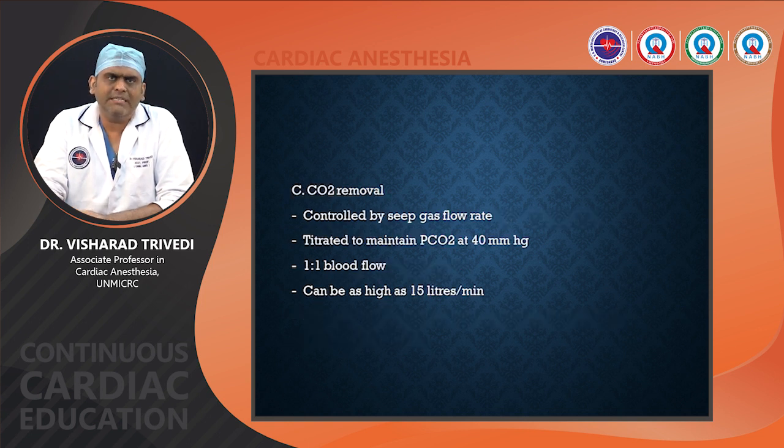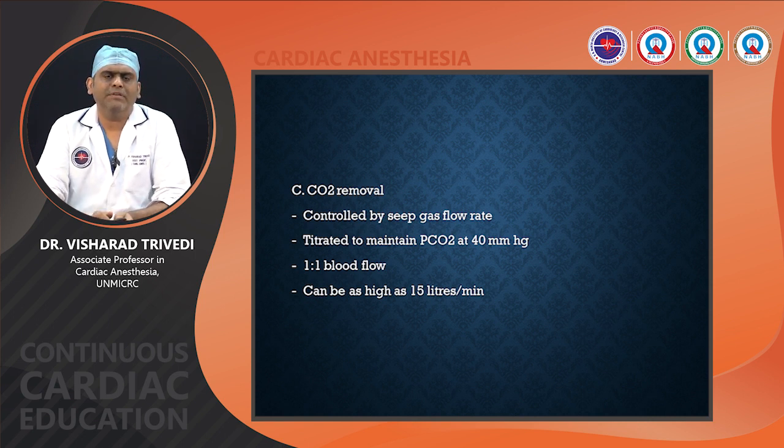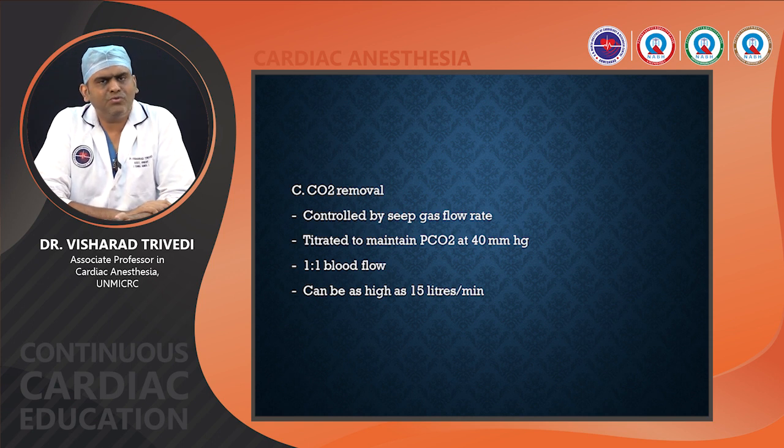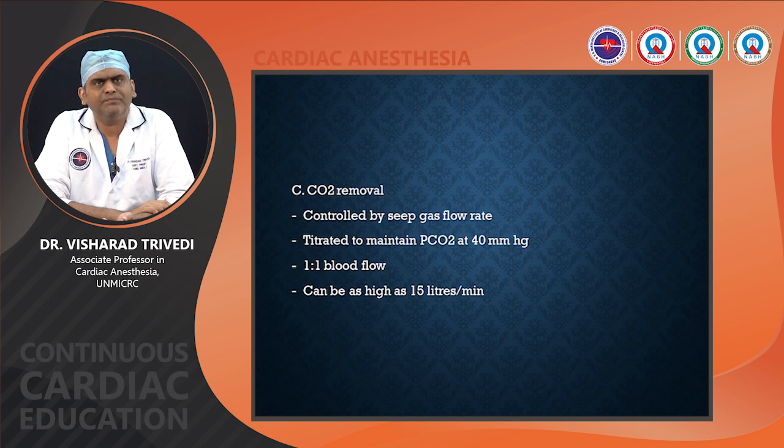CO2 removal is controlled by sweep gas flow rate, which we have seen in the earlier lecture with the graphical presentation also. Initially when you start a flow, you have to keep the sweep gas flow at a ratio of 1:1. That is, if you start the flow at 5 liters per minute, then you keep the sweep gas flow at 5 liters. Depending on the PCO2, you maintain the PCO2 around 40-45, and the sweep gas flow can be increased as high as 15 liters per minute, just to remove the CO2.